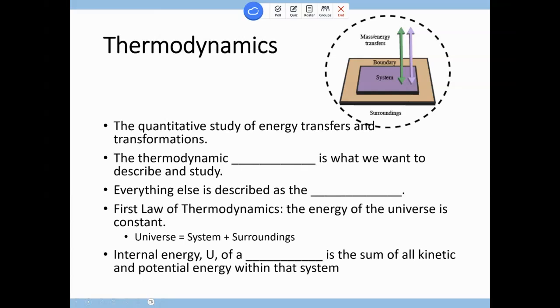And so we will talk about the system. So the thermodynamic system is what we want to describe and study. So if we're talking about some chemical transformation, that transformation occurring would be the system. And then everything else is described as the surroundings.